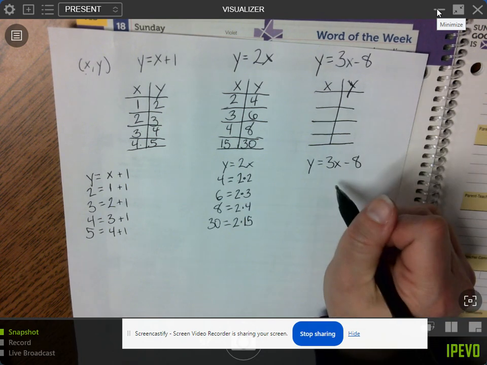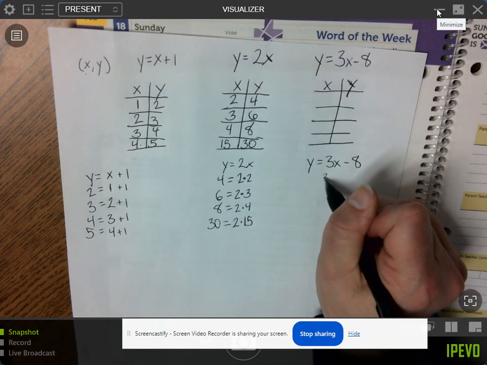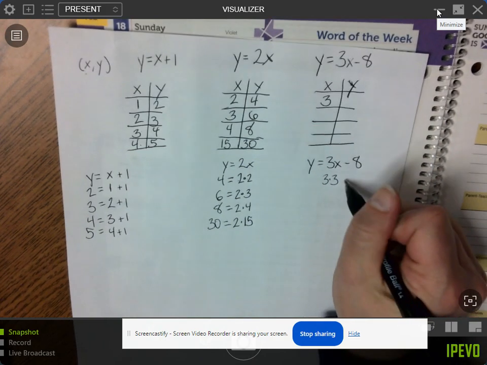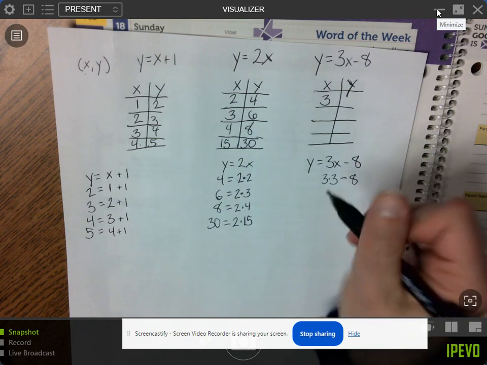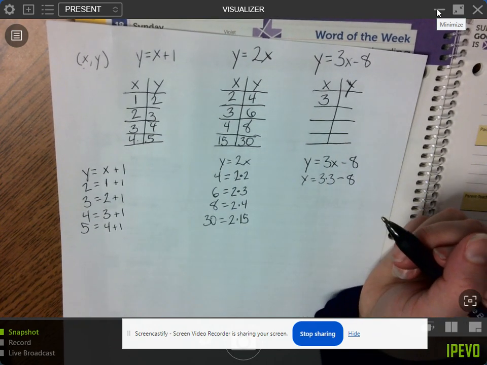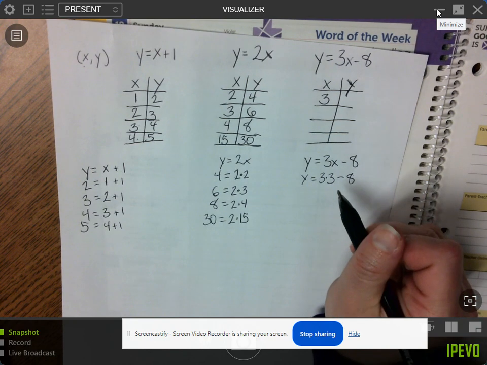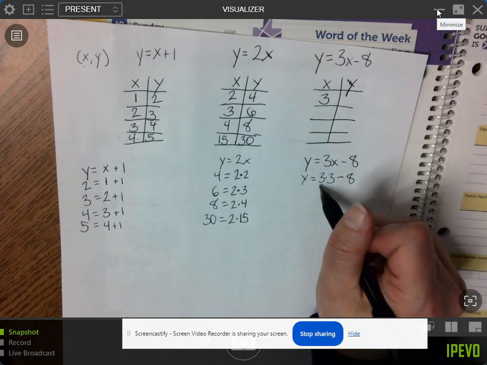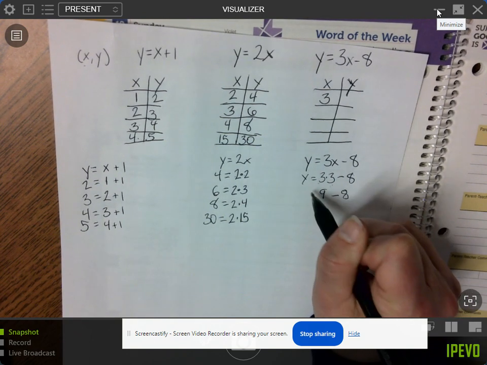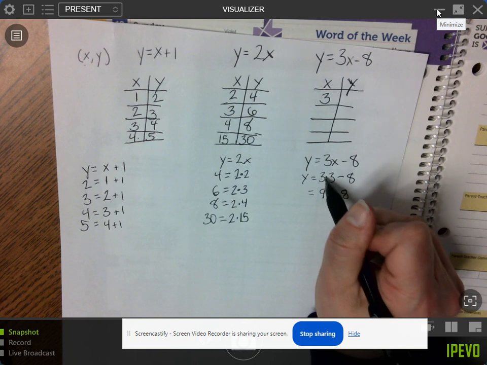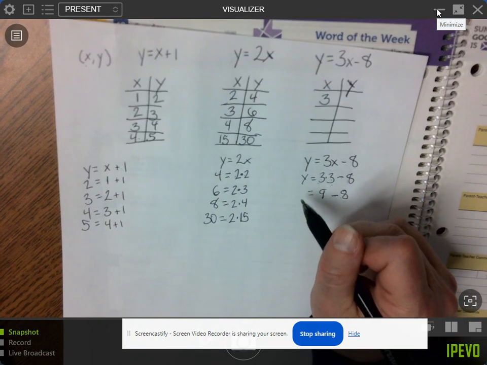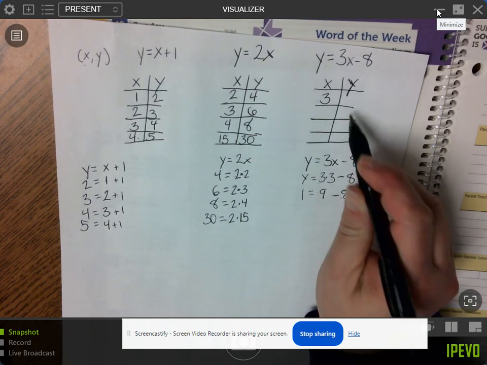Madeline. Okay, so if I put a 3 in for x, for my input, what do I get for my output? What do I have to do to solve this, Melanie? Yeah, I have to do the 3 times 3 first, and then I subtract my 8. So 3 times 3 was 9, minus my 8. What is my output, Dom? 1.